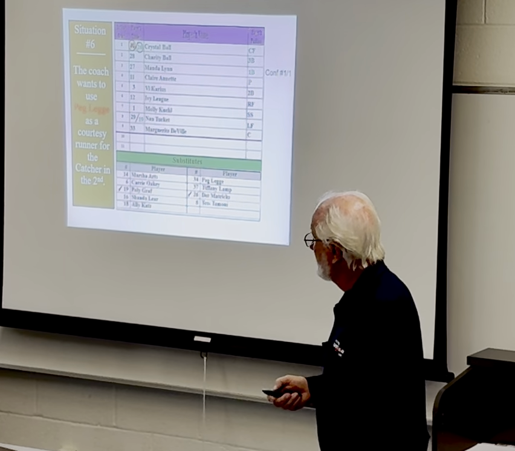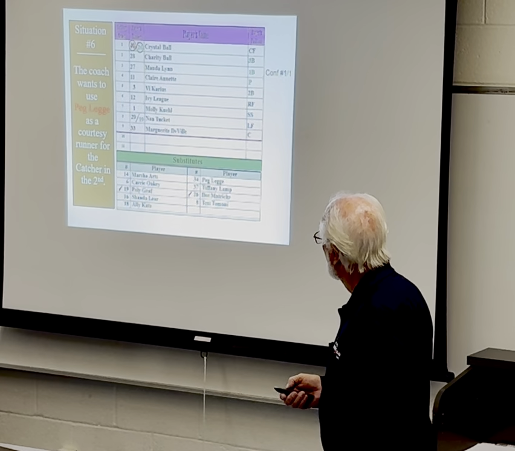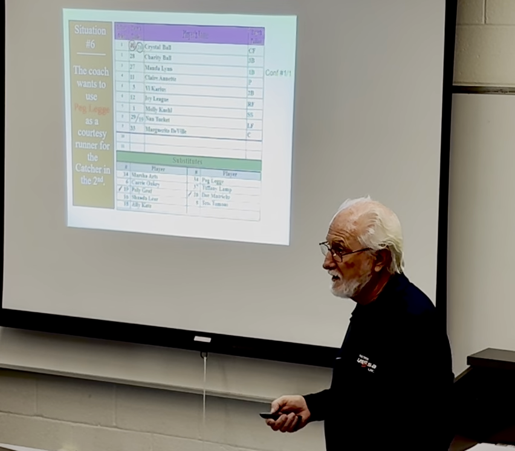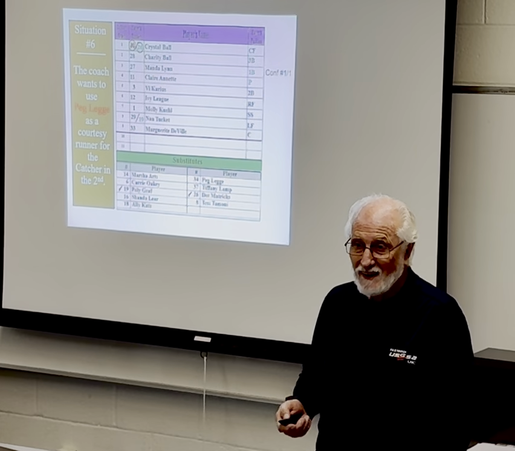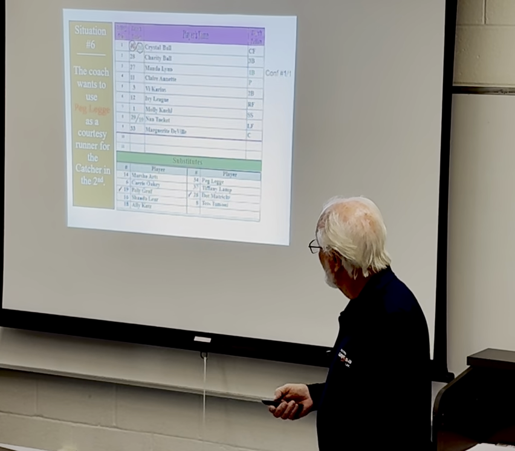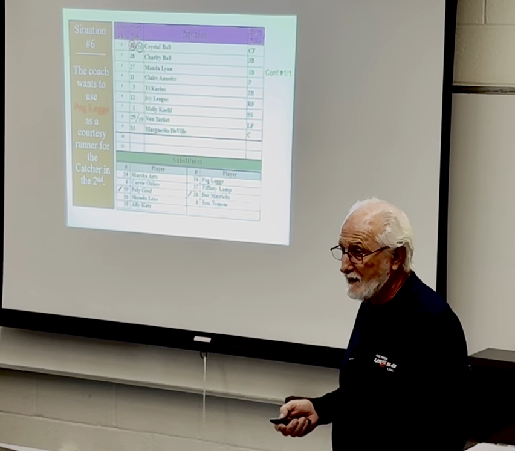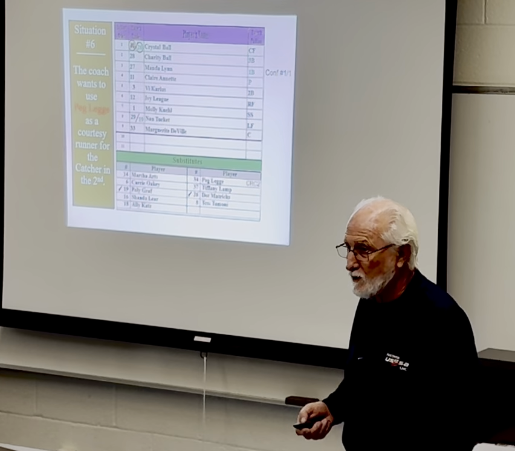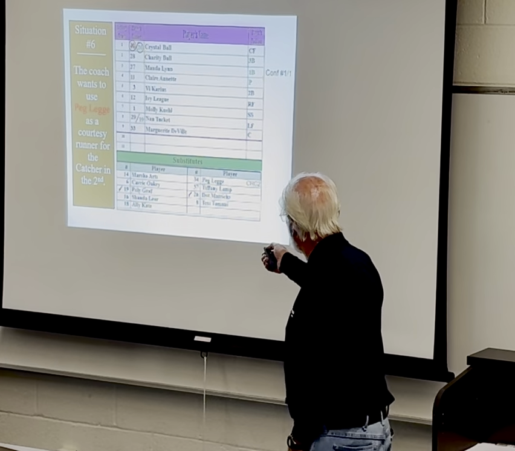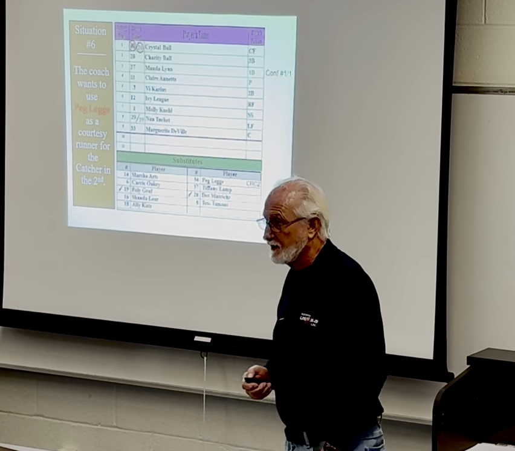The coach wants to use peg leg. She's one of my fastest runners. The courtesy run for, I got some smiles out of you. As a courtesy runner for the catcher in the second. Again, I don't have symbols for this, so I go into short things. Courtesy runner for the catcher in the second.